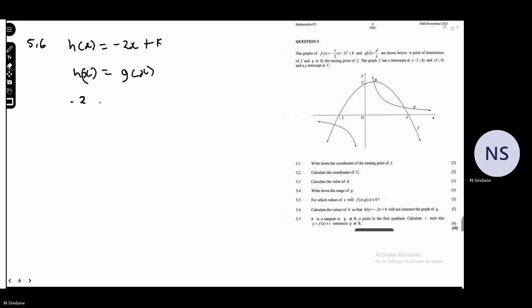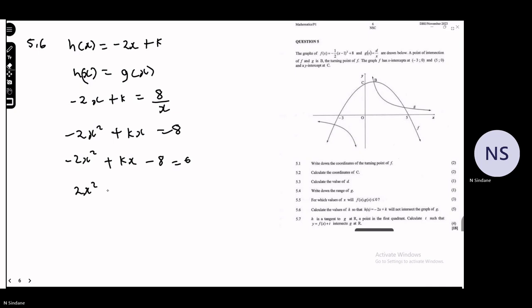Then from there, we say negative 2x plus k is equals to 8 over x, right? Then from there, we cross multiply. This will give us negative 2x squared plus kx is equals to 8, right? And then rearranging, I have negative 2x squared plus kx minus 8. This is 0. Then if I divide by negative, it will give me 2x squared minus kx plus 8 is equals to 0, right?